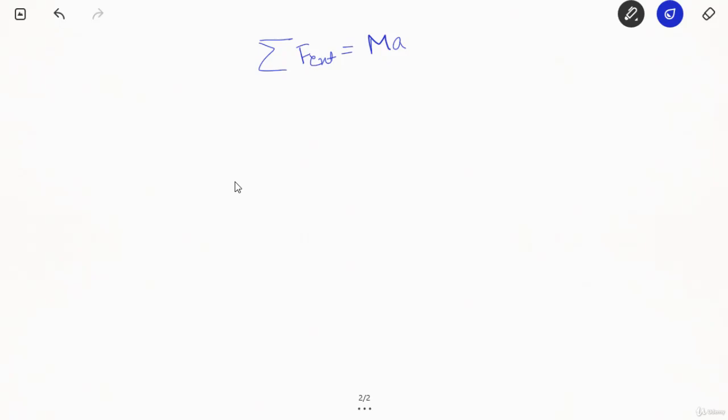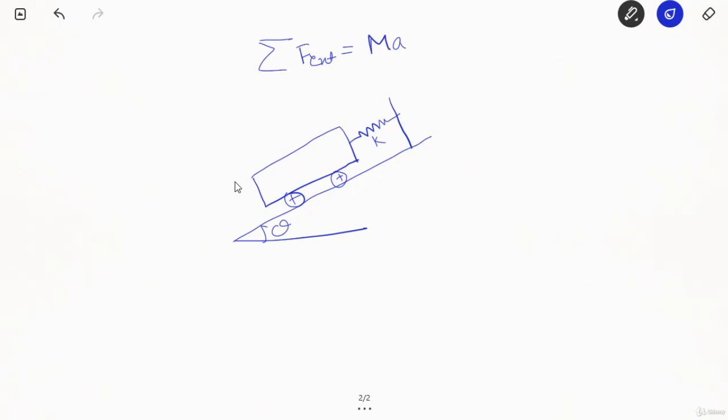Now let us take a very easy example. Suppose there is an inclined plane at an angle theta, right? A particular cart right here, having two wheels in this way, has been attached here with a spring. This spring has a stiffness of K, right?